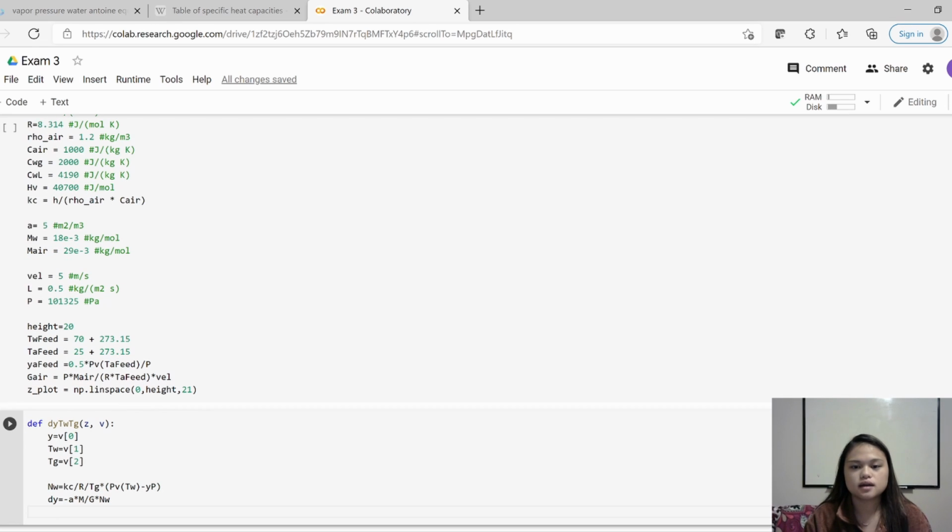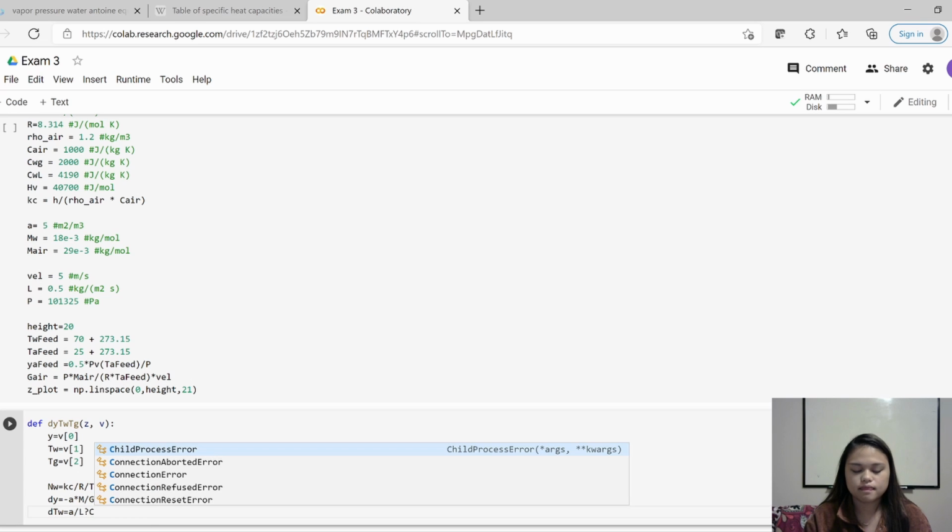So now let's move on to the difference in the temperature of the water through the column. That's going to be the specific area, all over the liquid flow rate, over the heat capacity for the liquid water.